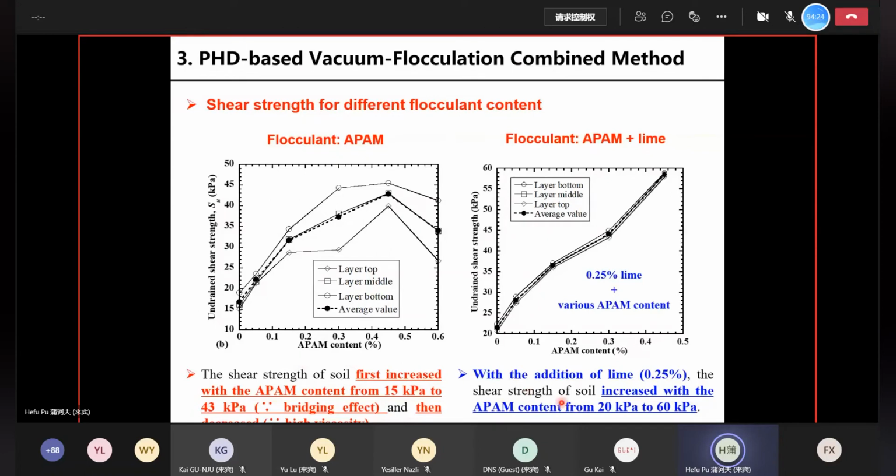And on the right-hand side, on top of APAM, we further added in lime because lime has both the effect of flocculant and the effect of binders. So when we're adding both flocculant and lime, the strength can be further increased. So for the highest one, we can have 60 kPa of strength.